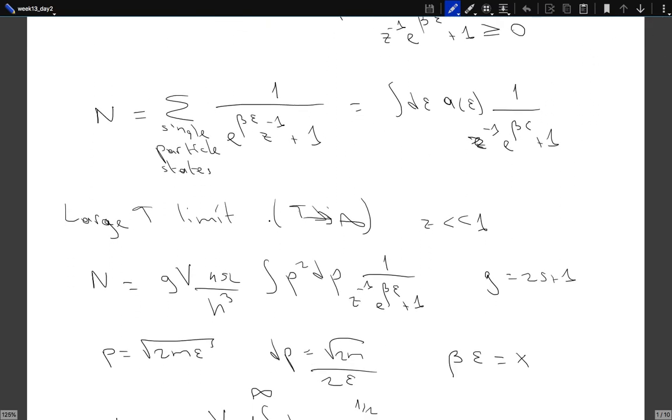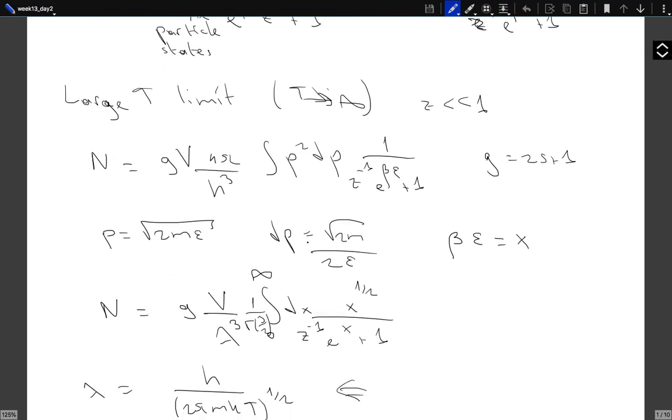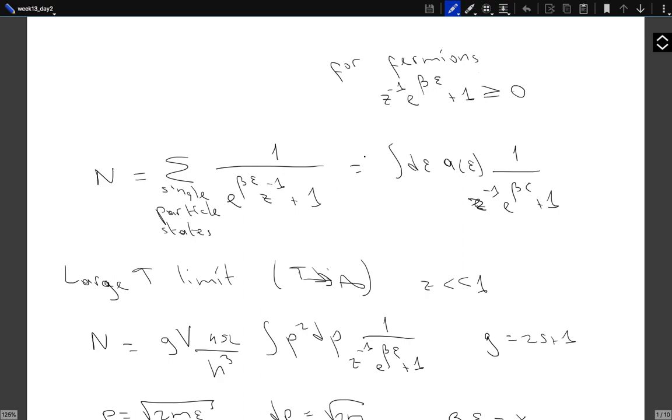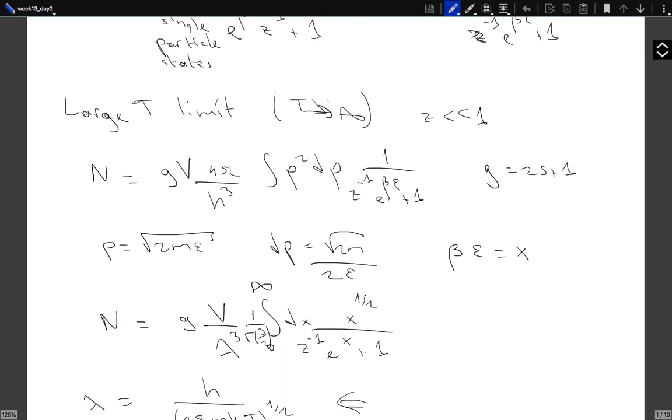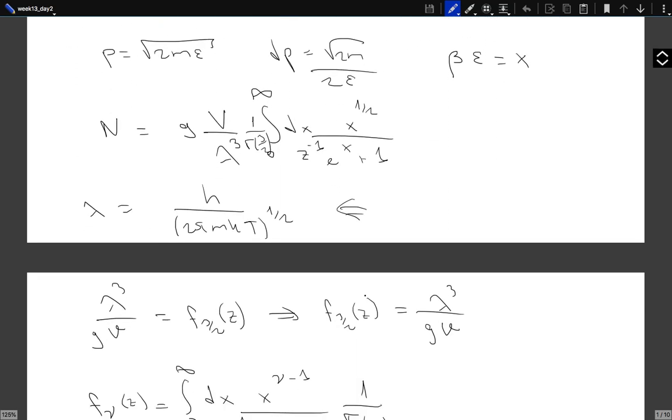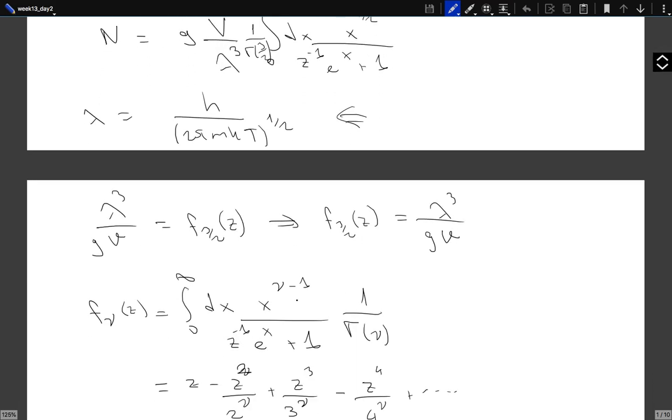Now, this is the large temperature limit. In the large temperature limit, basically this μ is negative. We are in the classical regime where the chemical potential is large and negative, so this factor z, which is e to the power βμ, is much smaller than 1. So we can basically make a Taylor expansion in z, and if we do, we recover more or less the classical results.